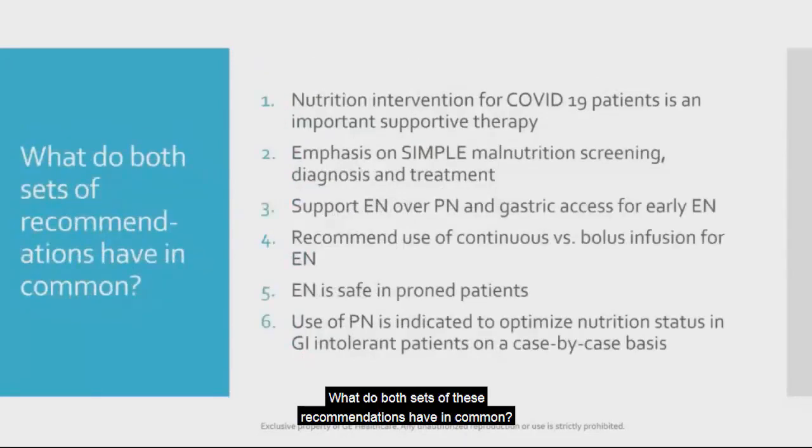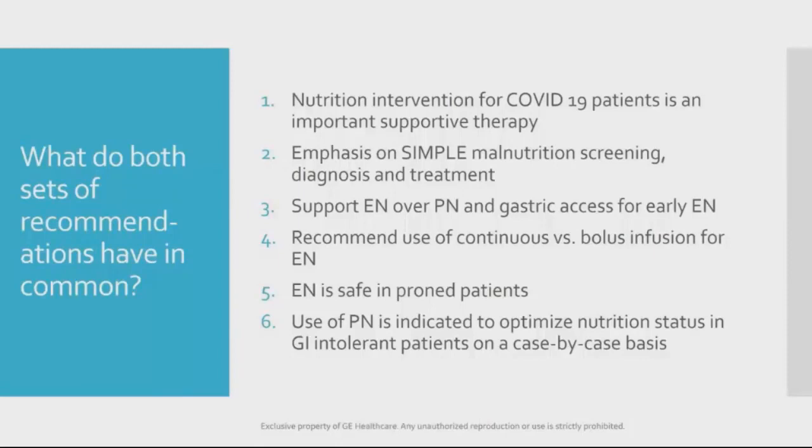What do both sets of these recommendations have in common? As the clinician at the bedside, you want to take the tools and use the best from both. So as far as the Society for Critical Care Medicine and ASPEN recommendations compared to the European Society recommendations, both sets really have a general foundation of commonality. They have these 6 things at least in common, where nutrition intervention for COVID-19 is considered extremely important, but that malnutrition screening needs to be simple and translate into effective diagnosis and treatment.